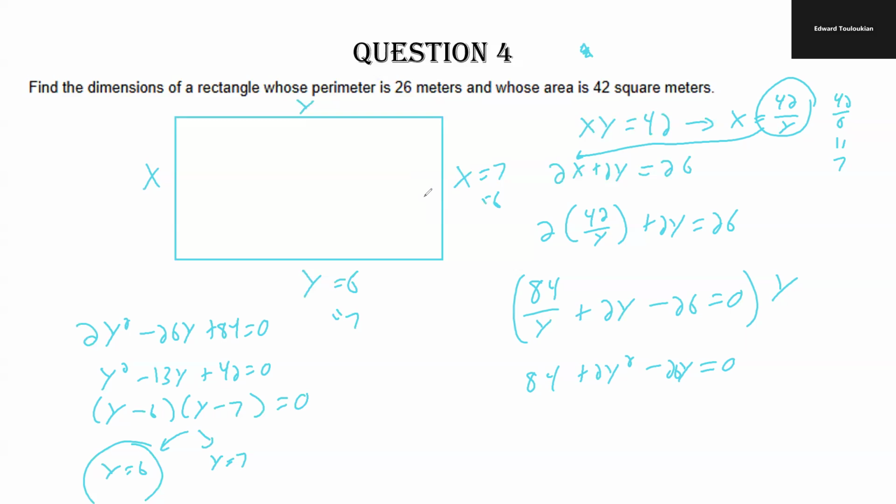So it doesn't matter which one's which. The two dimensions are 6 and 7. So one side is 6, the other side is 7. And that would be your dimensions. It's a 6 by 7 rectangle.